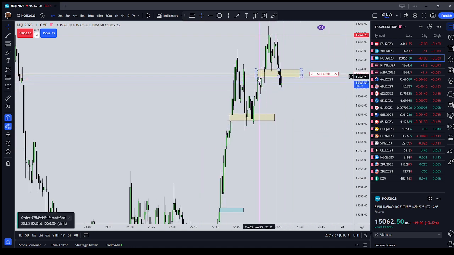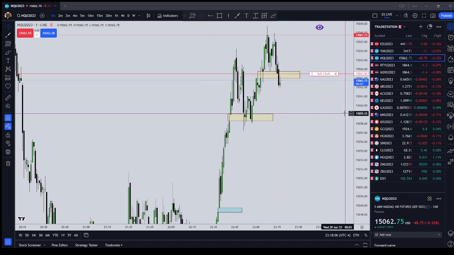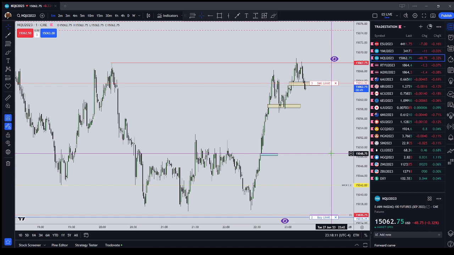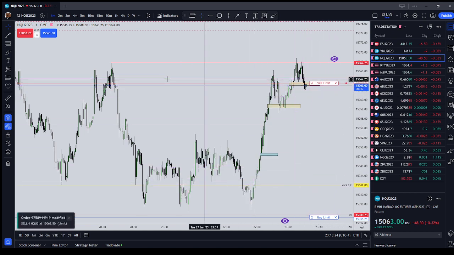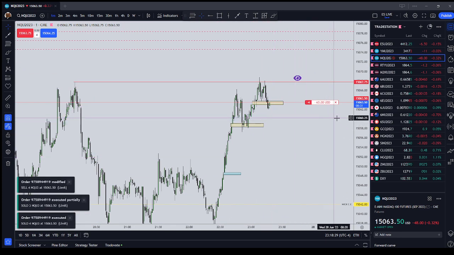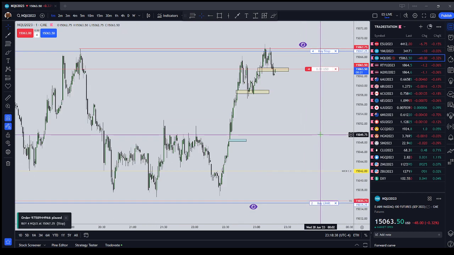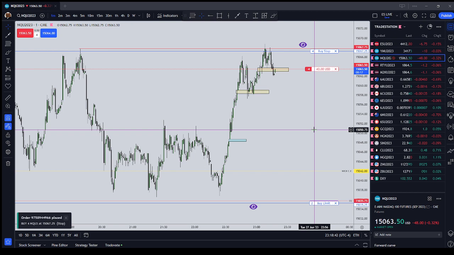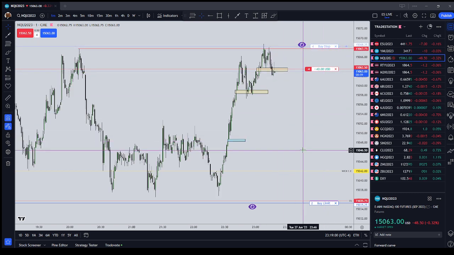Trying to enter in on this inefficiency, inverting. All right, I'm upping this to four contracts. I'm pretty confident this is going to be a seek and destroy profile, and we are coming lower. All right, stop is going to be up above that high. Far away, I know.